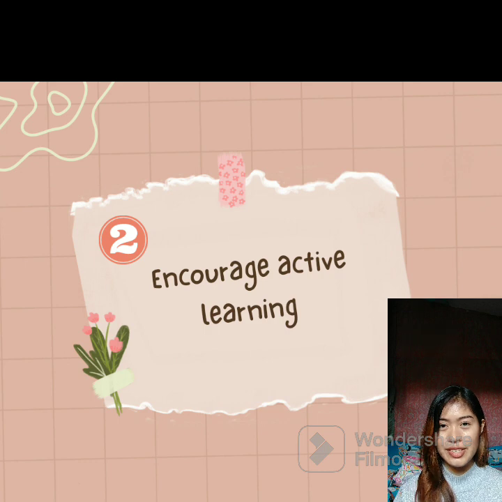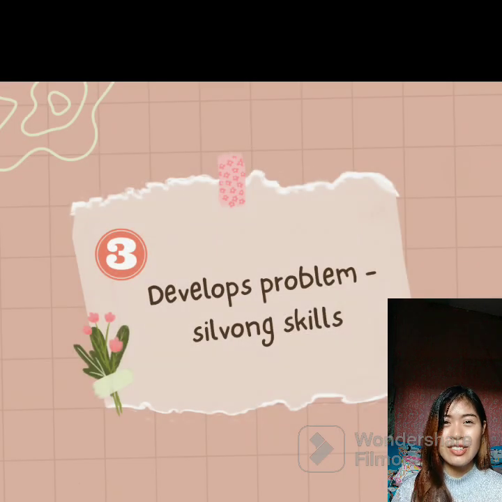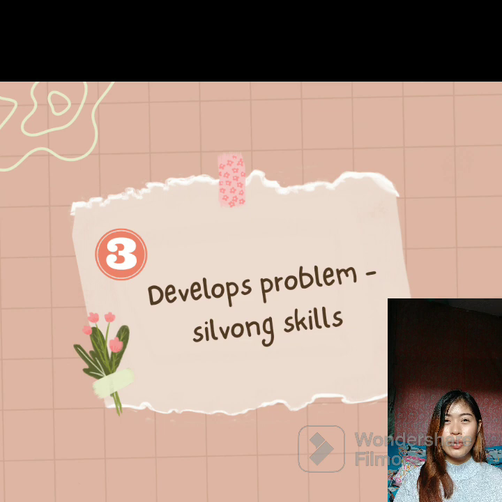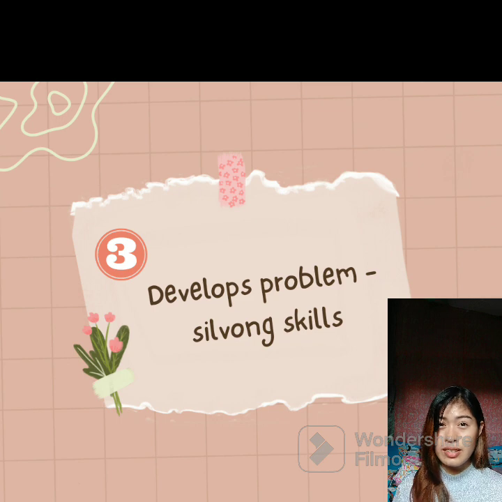So the second one is it encourages active learning. It means manipulative materials can provide a hands-on, interactive approach to learning mathematics. So this encourages students to become active participants in their learning and engage with mathematical concepts in a meaningful way. The third one is developing problem solving skills. It means manipulative materials can be used to help students develop problem solving skills. They can be used to solve real world problems, explore mathematical relationships, and develop critical thinking skills.